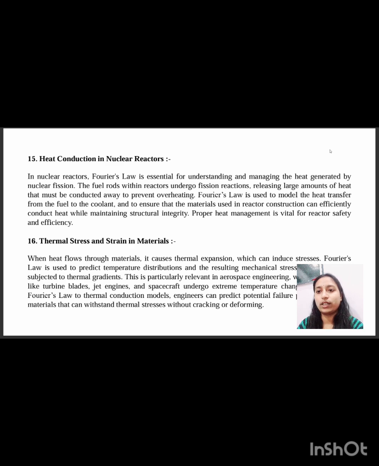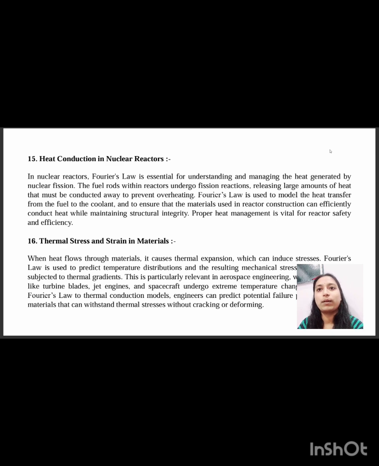to thermal gradients. This is particularly relevant in aerospace engineering, where components like turbine blades, jet engines, and spacecraft undergo extreme temperature changes. By applying Fourier's law to thermal conduction models, engineers can predict potential failure points and design materials that can withstand thermal stress without cracking or deforming.